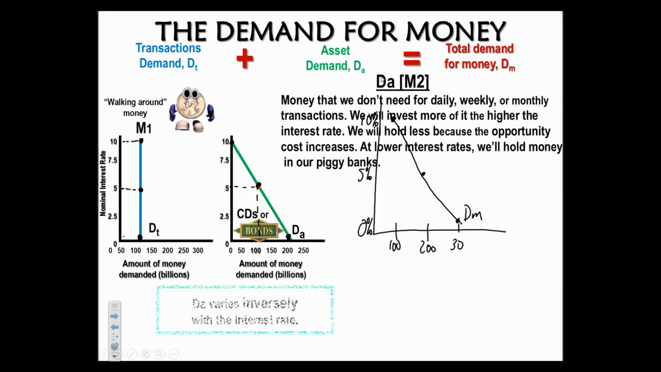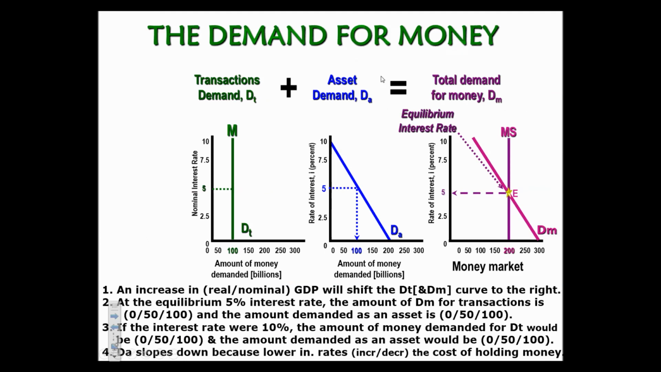Okay, so now I'm going to skip ahead and look at some other things. So basically, these are typical questions that you'll see in your homework. An increase in real or nominal GDP. Well, it's nominal, because nominal GDP would indicate that price level changes have occurred. So that would actually shift the transaction demand curve for money, like so. We would increase our demand because we need to pay the higher prices.